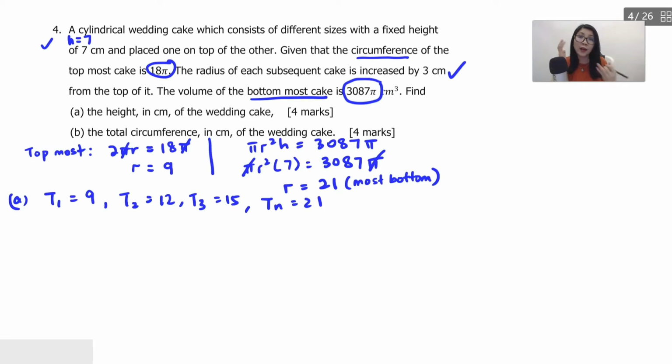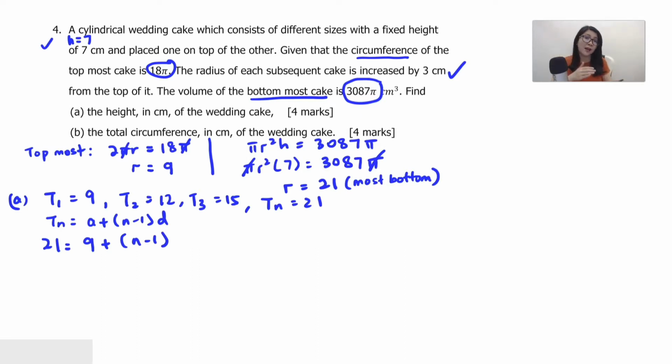So now we got to find what is our n. Then we're going to use the Tn formula. So what's the Tn formula? A plus n minus 1 d, right? So Tn is equals to A plus n minus 1d. So we're going to put into this formula. So our Tn is 21. Our A is 9. 9 plus n minus 1, and the common difference is 3, because it increased by 3 cm. So 3 here.